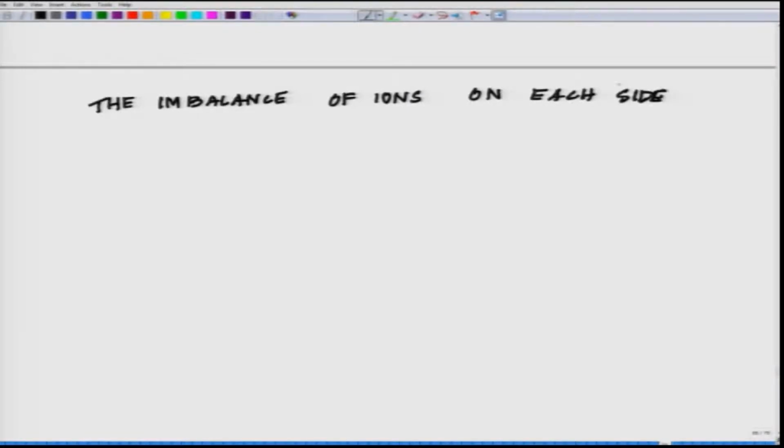The imbalance of ions on each side leads to a potential difference across the membrane.